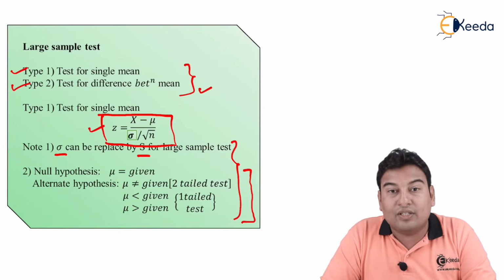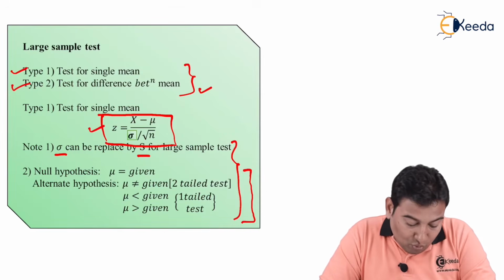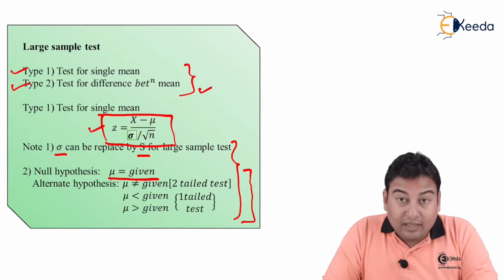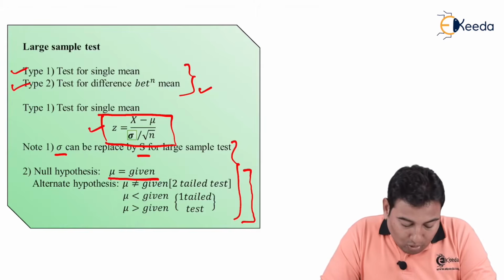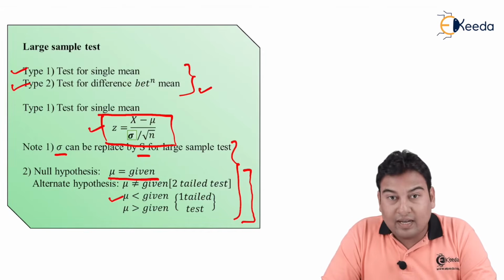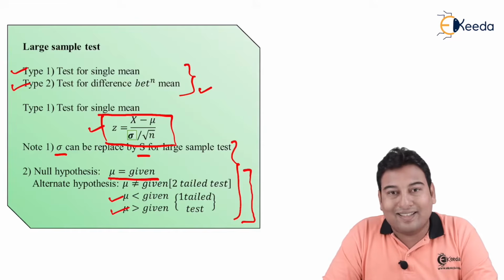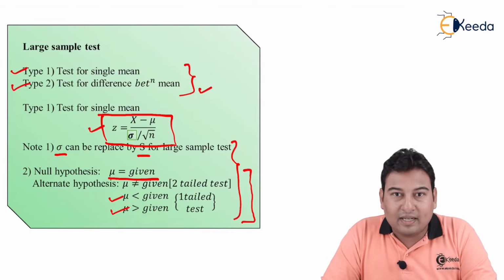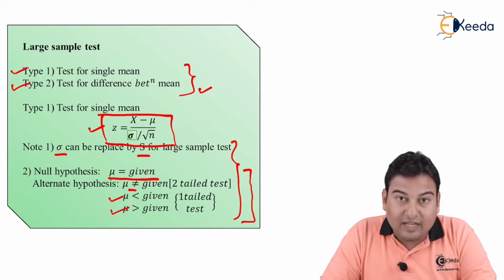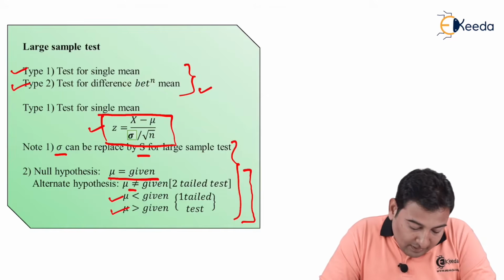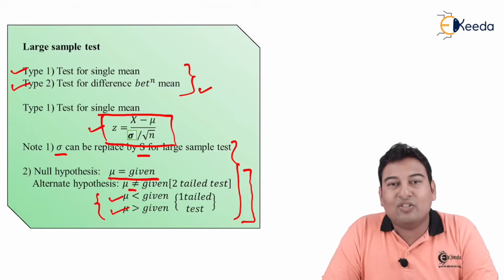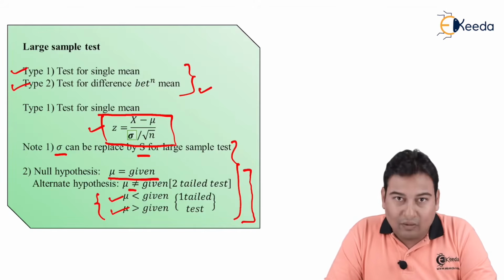And for type 1, test for single mean, these are the fixed steps that you need to remember: null hypothesis and alternate hypothesis. In the null hypothesis, it will be mu equal to the given value, and this is fixed irrespective of your problem. In the alternate hypothesis, there will be options: not equal to, less than, or greater than. These concepts are very important because they decide which test you are going to use. If it is not equal to, then it will be a two-tail test, and if it is less or greater, it will be a one-tail test. So what exactly a two-tail test and a one-tail test are, we'll see now.